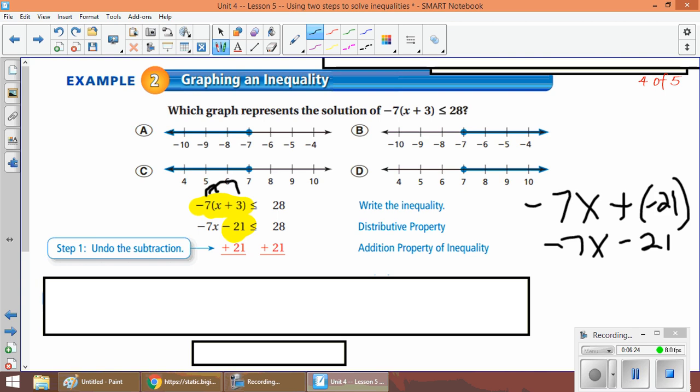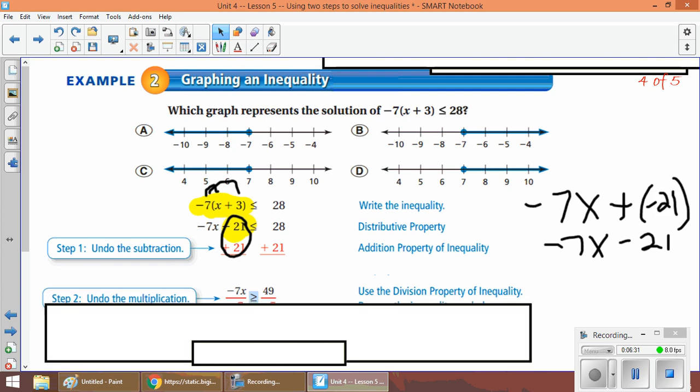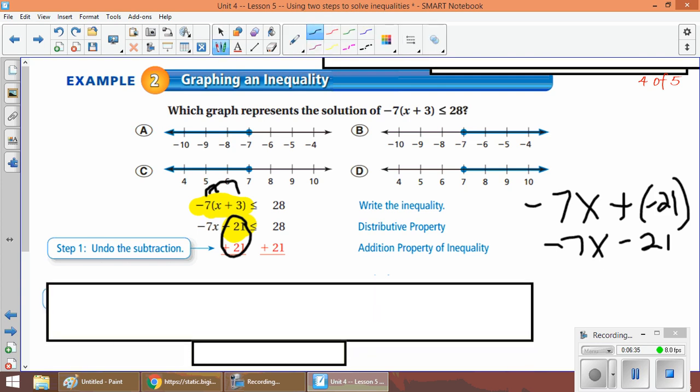Okay, and here we have our 0 pairs. That leaves us with -7x. Well, let me write it here for you. That leaves us with -7x is less than or equal to 49.